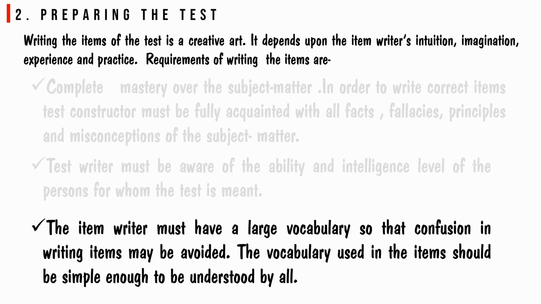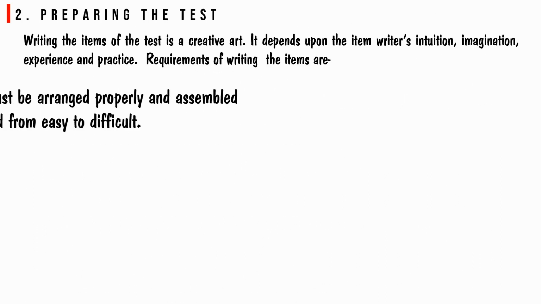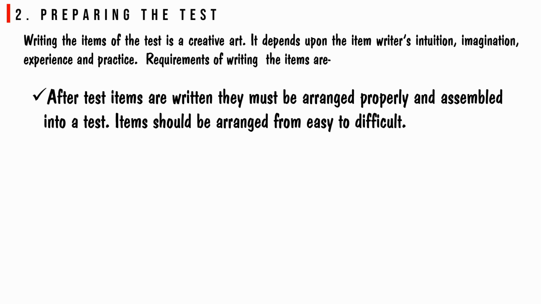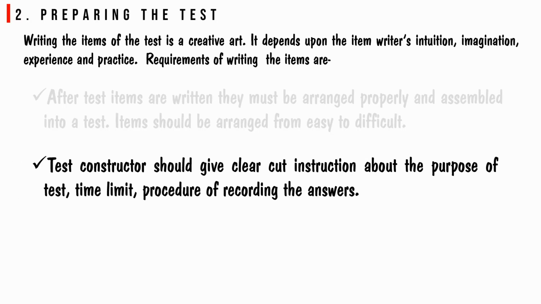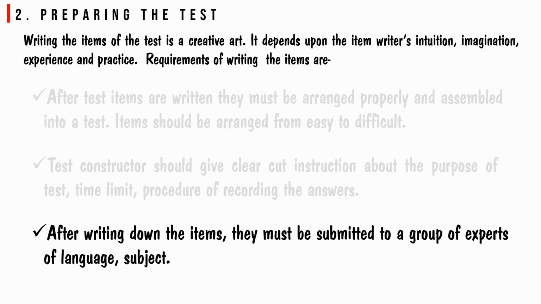The item writer must have a large vocabulary so that confusion in writing items may be avoided. The vocabulary used in the items should be simple enough to be understood by all. After test items are written, they must be arranged properly and assembled into a test. Items should be arranged from easy to difficult. The test constructor should give clear-cut instruction about the purpose of the test, time limit, and procedure of recording the answers. After writing down the items, they must be submitted to a group of experts of the language subject.